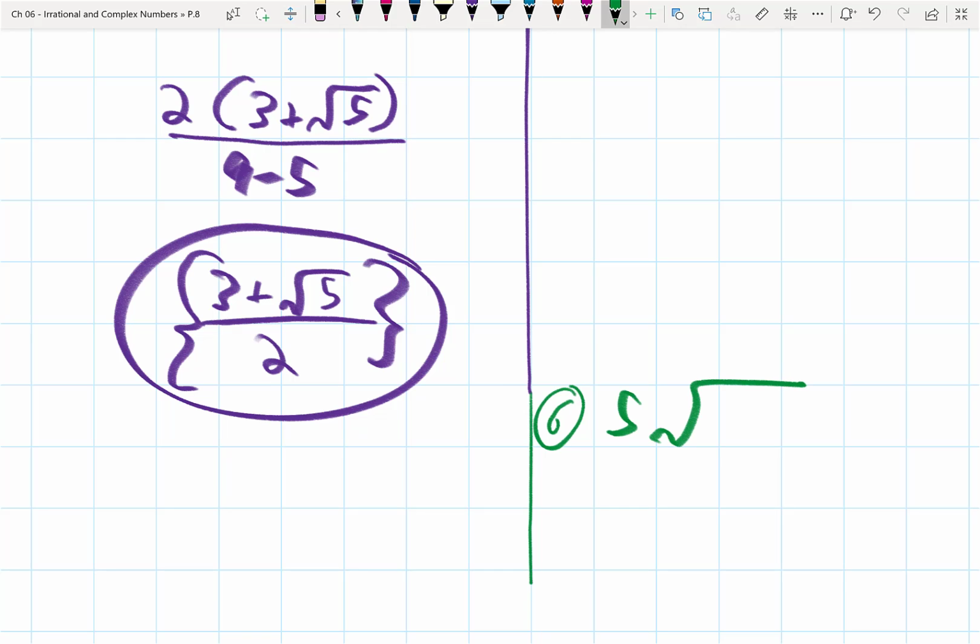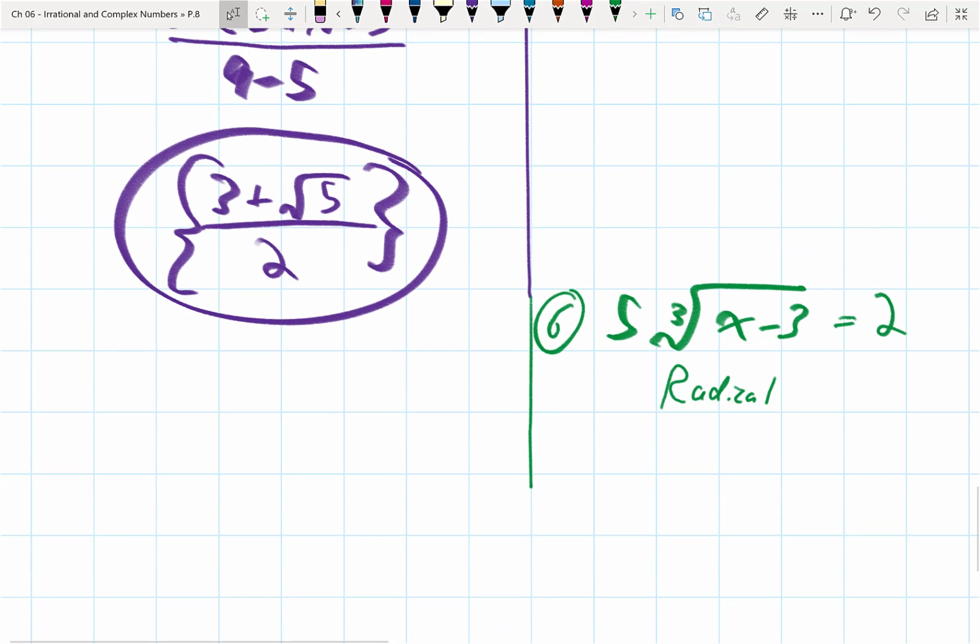Okay, 6. 5 cubed root of x minus 3 equals 2. This is also a radical because we have a variable expression underneath the radical. I could divide the 5 over, but kind of why? What's my real step in dealing with the radical? Well, we don't multiply, we raise.